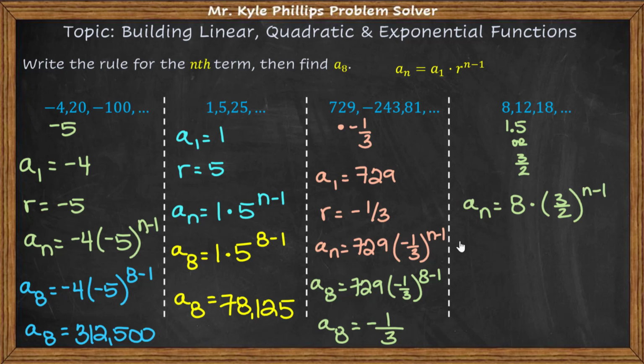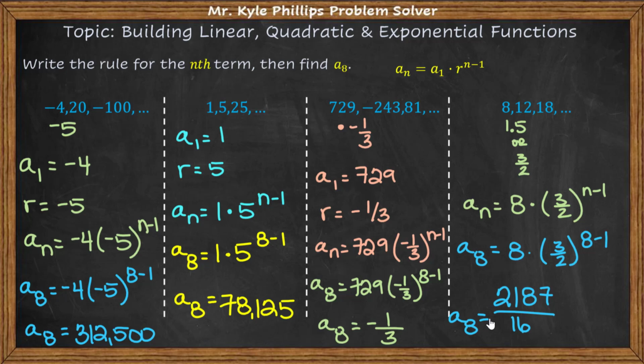So if I wanted the 8th term, this will be 8 times 3/2 raised to the 8 minus 1. So here I have 8 times 3/2 raised to the 7th power, and that gives me 2187 all over 16. Or I could say 136.6875. Right? It really doesn't matter, but that's going to be that output.